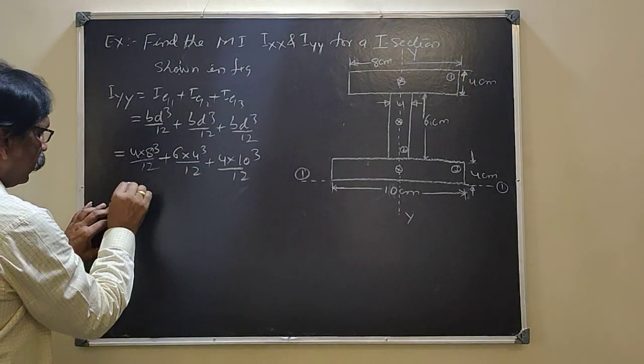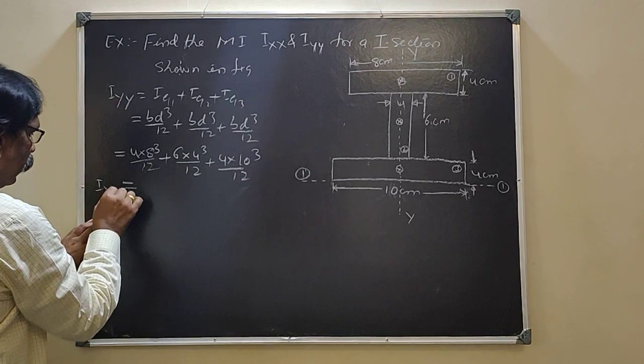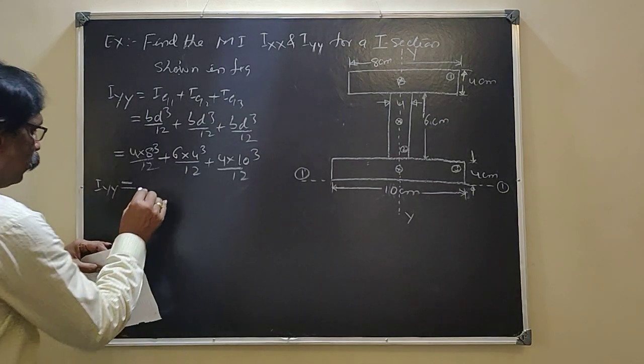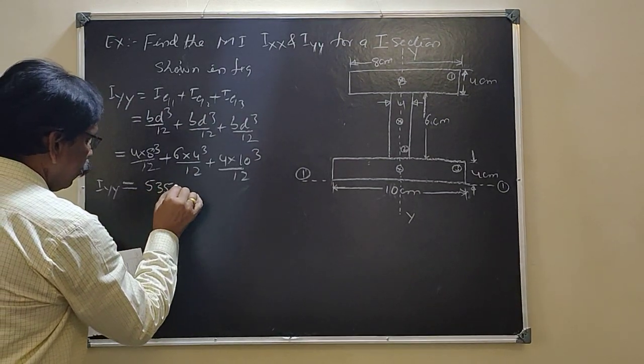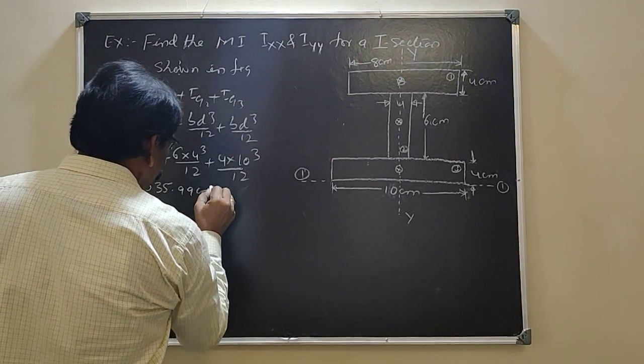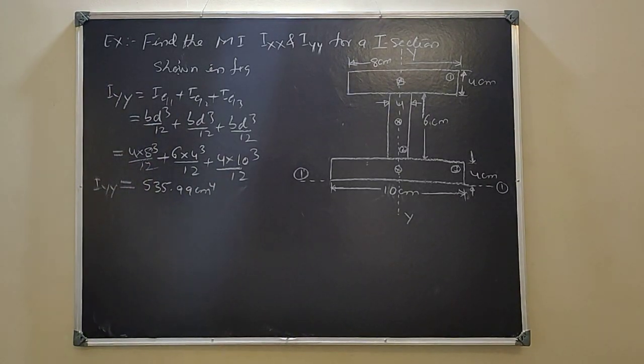That means on simplification you will get Iyy is equal to 535.99 centimeter to the power of 4. That means for this I section, the moment of inertia about the centroidal axis YY, that is Iyy, is equal to 535.99 centimeter to the power of 4.